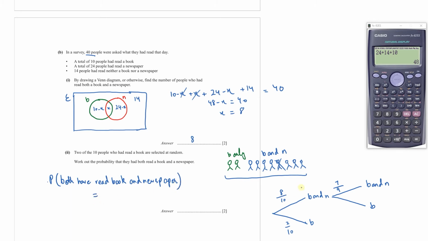So that means you have to go this path. The first person you choose has read both book and newspaper, and then the second person you choose also has read both book and newspaper. So this will be 8 over 10 multiplied by 7 over 9. This will be 90, and 8 times 7 is 56. You can simplify it by dividing by 2: 2 times 2 is 4, 1 over 16, 28 over 45. So the probability will be 28 over 45.